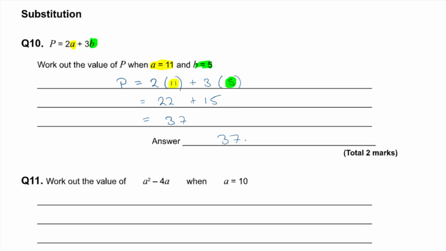Question 11, work out the value of A squared minus 4A when A is 10. Okay, so I'm replacing A in 2 positions this time. So my value of A is equal to 10 is going to go here and it's going to go here. So first, A squared becomes 10 squared minus 4 lots of 10. Okay, so replacing the A in the A squared and replacing the A in the 4A gives me that. Okay, then let's just deal with what we've got then. So 10 squared, that's 100, and then minus 4 lots of 10, that's 40, and 100 minus 40, that's 60. So that's my final answer, 60.